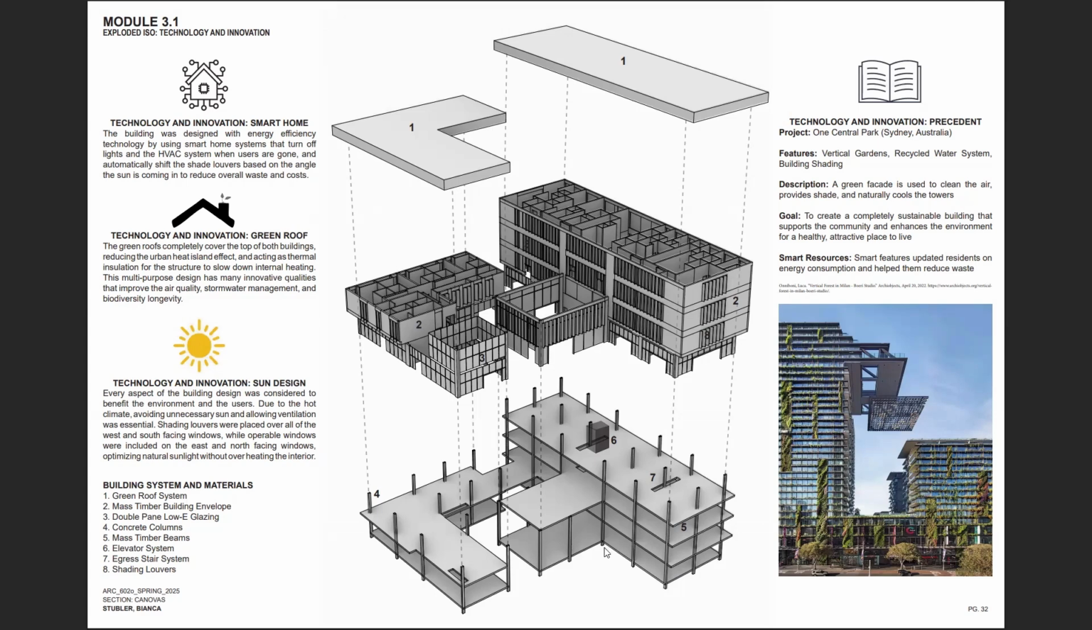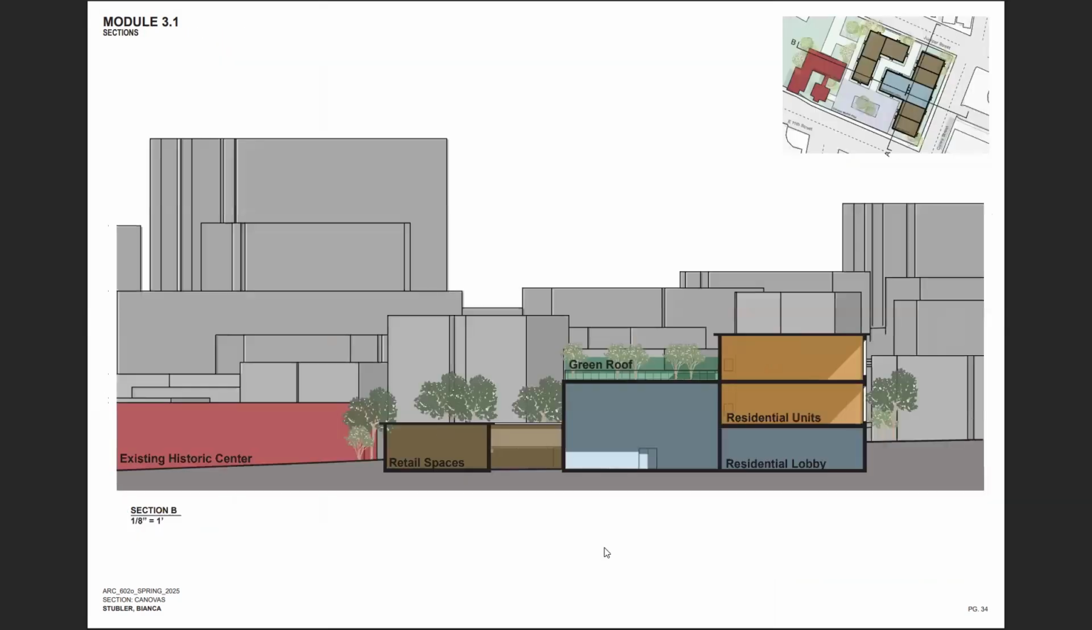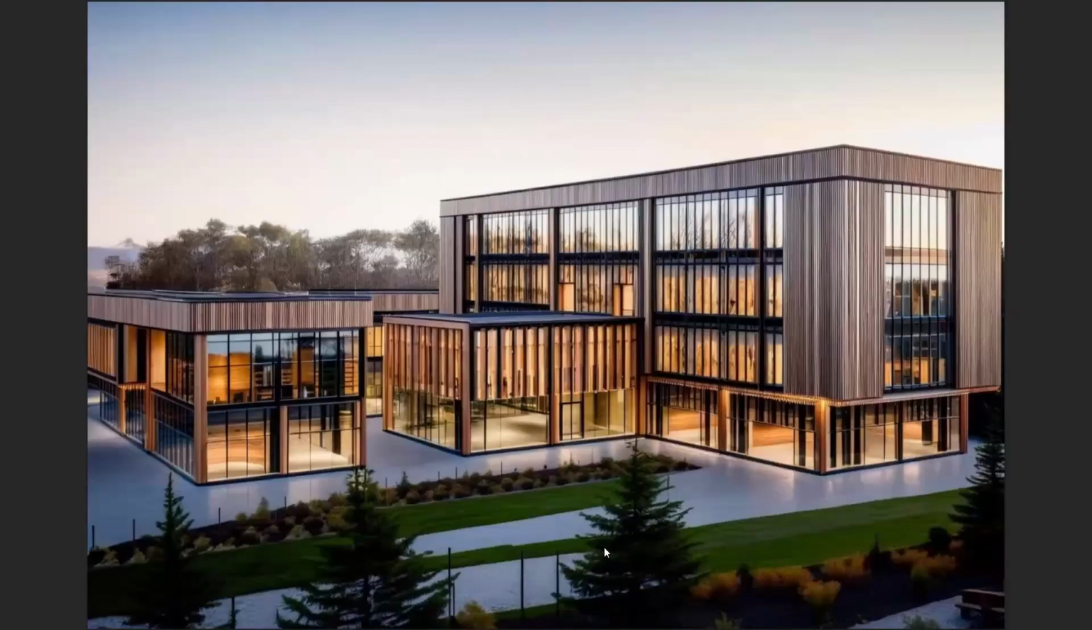And on the right side, it goes through a quick precedent study of something in Australia that uses a similar design for energy efficiency. And then these are just regular sections of the units. And then this is one last little rendering of the idea. So having that mass timber structure with the concrete, the steel, and a lot of vegetation for sustainability.